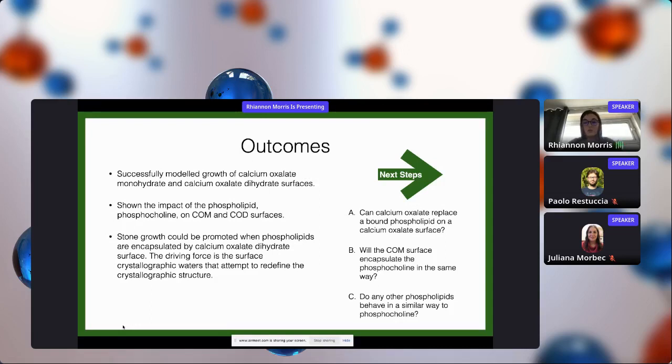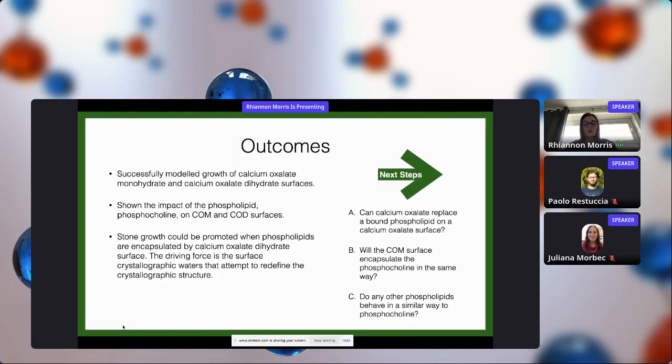So the next steps of this work would be to see if the calcium oxalate can replace a bound phospholipid on a calcium oxalate surface. And if it can, will this be different between calcium oxalate monohydrate and calcium oxalate dihydrate? And whether the calcium oxalate monohydrate surface could also encapsulate the phosphocholine, or is it just the calcium oxalate dihydrate surface which encapsulates the phosphocholine?